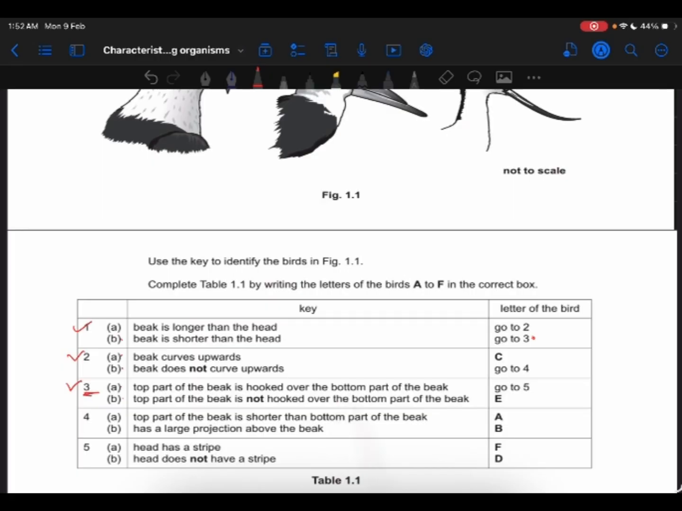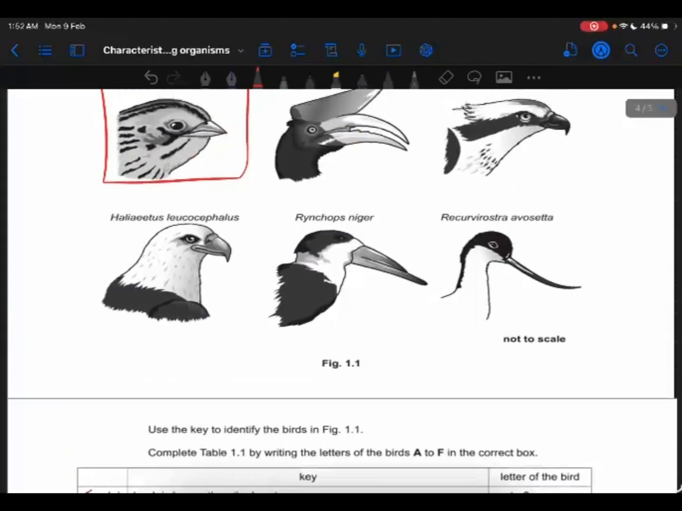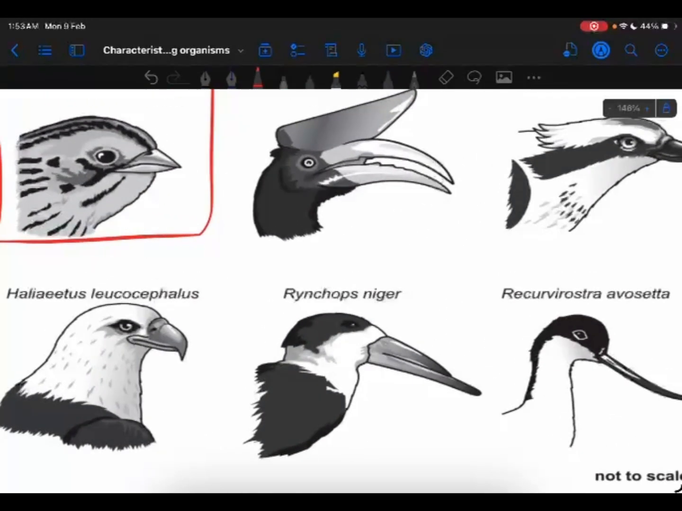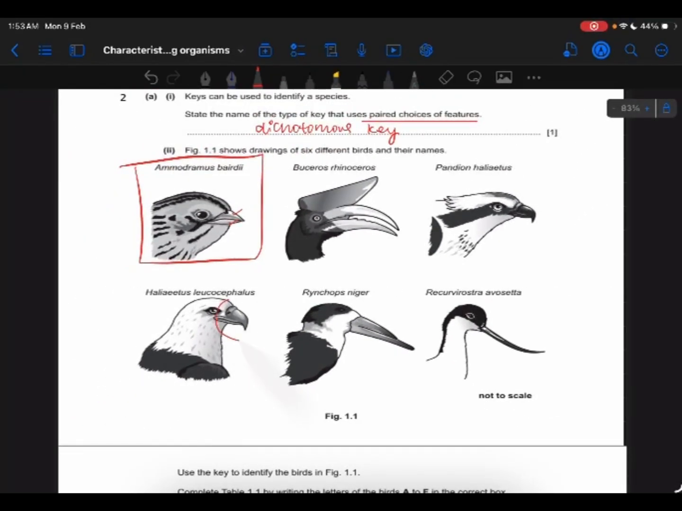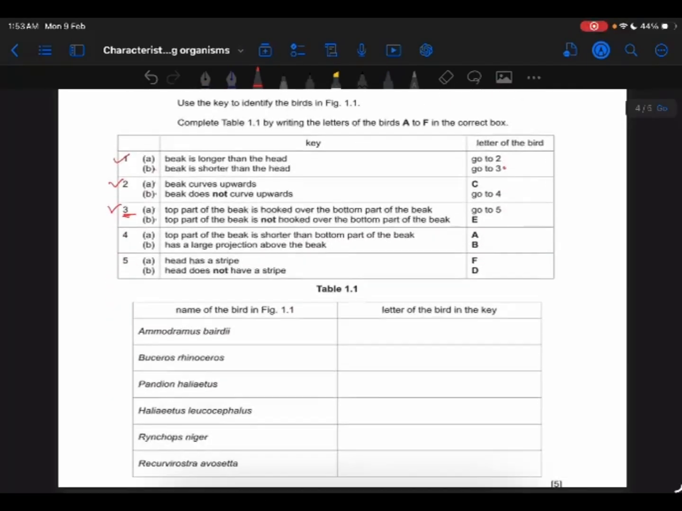This is 3. Top part of the beak is hooked over the bottom part. It is not hooked over the bottom part. As you can see, the top part and the bottom part of this guy's beak are essentially the same length. There's no hooking over. Hooking over is happening here and here, not in the first one. So no. So we've got our first answer. This one is E. Super simple, and we're going to be solving the rest of them in the same exact manner.